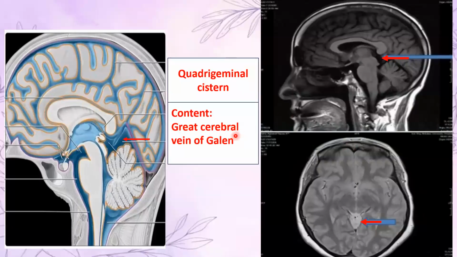The next cistern is the quadrigeminal cistern. It is situated posterior to the quadrigeminal plate of the midbrain, and it is located above the cerebellum and below the splenium of the corpus callosum. It contains the great cerebral vein of Galen, which is formed from the union of the internal cerebral vein and the basal vein of Rosenthal. Sometimes this cistern is referred to as the cistern of the great vein. Here is the cistern, which is located below the corpus callosum and above the cerebellum. And in this axial section, we can see it situated behind the midbrain.